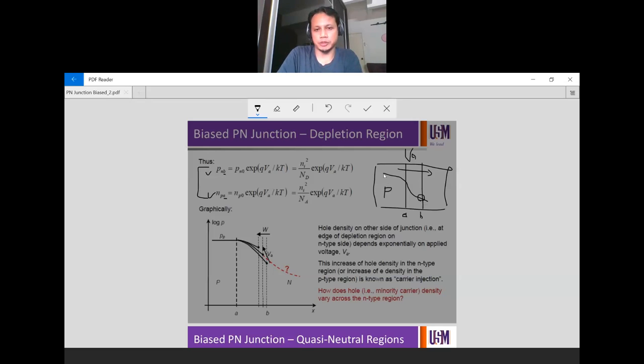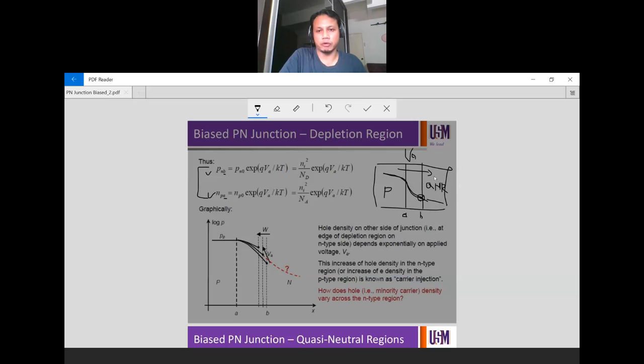Kita dah tahu dia punya majority kat sini, then they cross. You want to know what is the concentration at this point here. You need to know this point because later on you need to calculate what is the concentration further into the quasi-neutral region of n-type, right? N-type quasi-neutral region, right? Q and R. You want to know the concentration of the minority hole in the neutral region, or quasi-neutral region to be more accurate, right? Same goes for n-type as well.